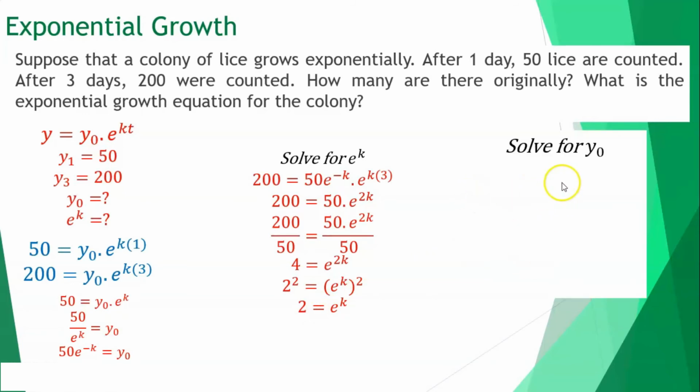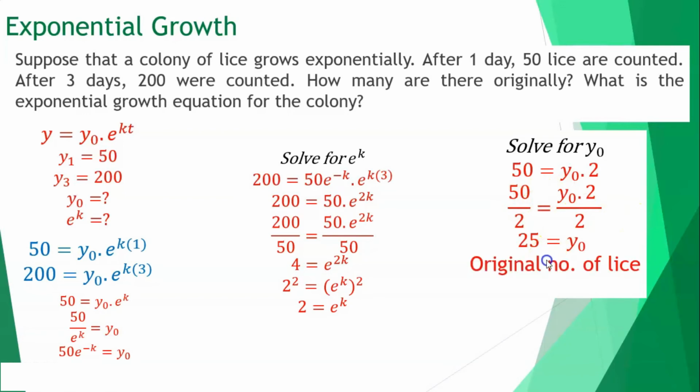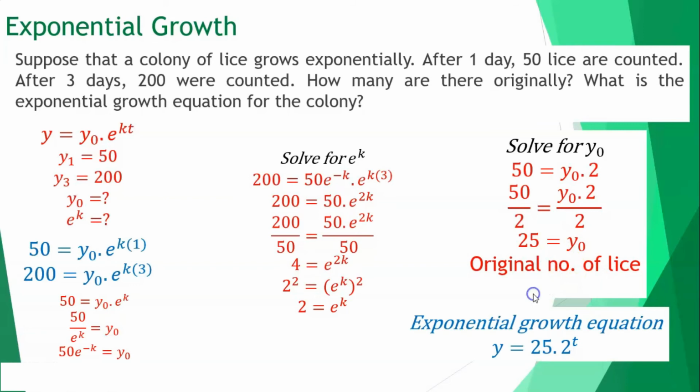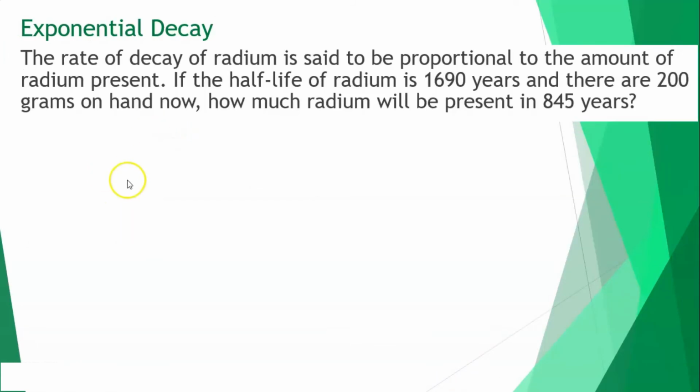So solve for y of 0. So 50 is equal to y of 0 times e to the power of k. Take note, our e to the power of k is equal to 2. So dividing both sides by 2, y of 0 is 25. So with this, y of 0 is the original number of lice. So our exponential growth equation here is y is equal to 25 times e to the power of k, that's equivalent to 2, to the power of t.